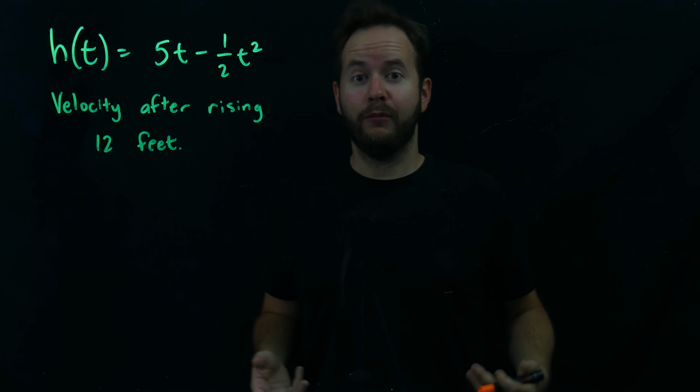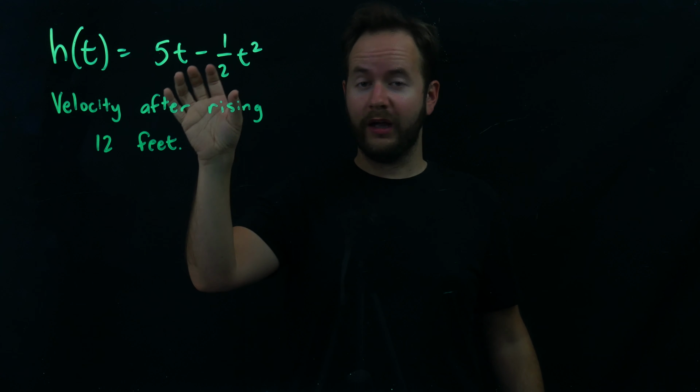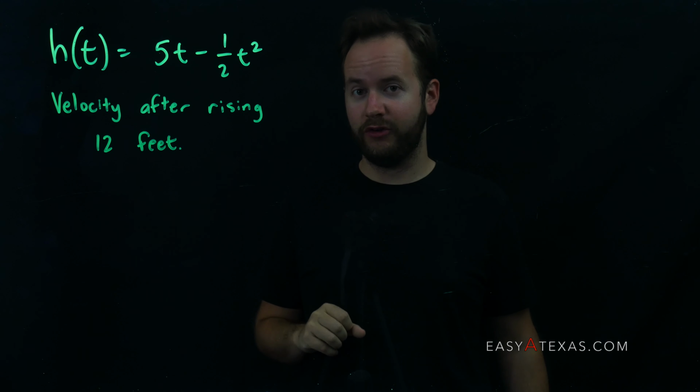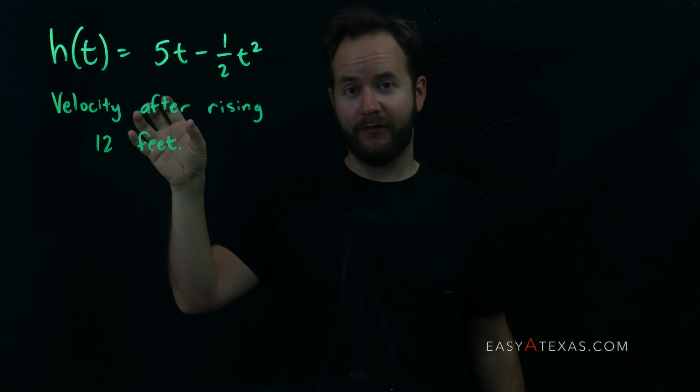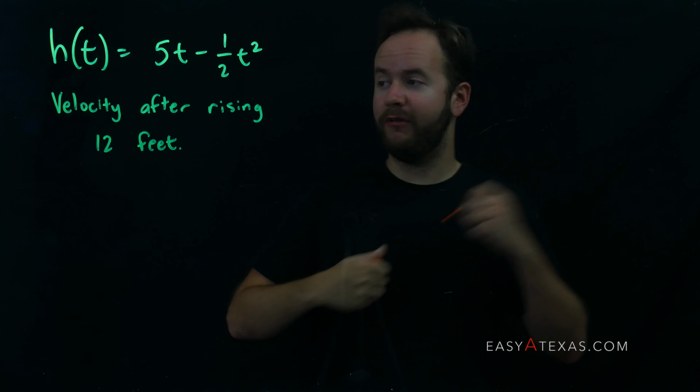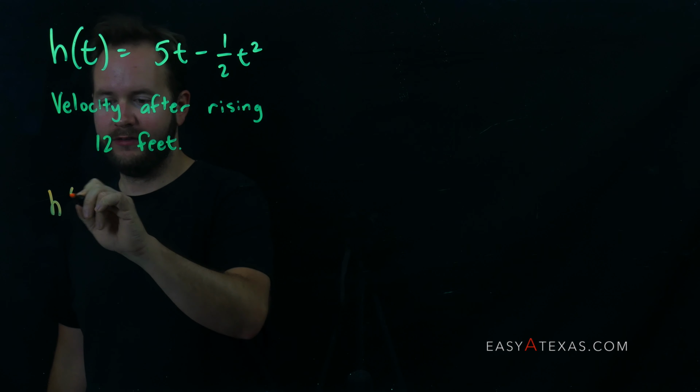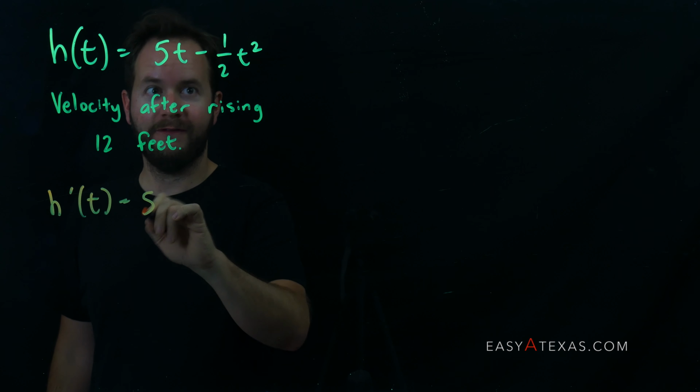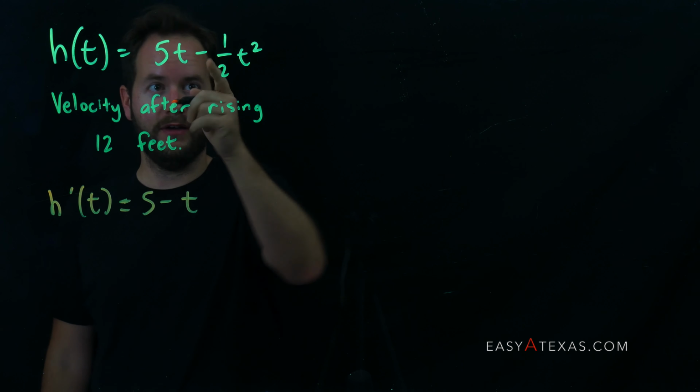Here we have a problem with a lot of moving parts. We have the position function for a rock, and we're trying to figure out its velocity after rising 12 feet. In order to get the velocity of a function from its position function, you take the derivative. So here, velocity will be h prime of t equals 5 minus t. That is the derivative of this function.